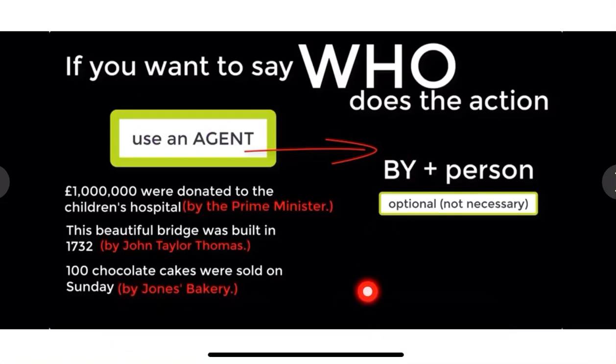So, in the active form, if you want to say who does the action, you can point it out with by.